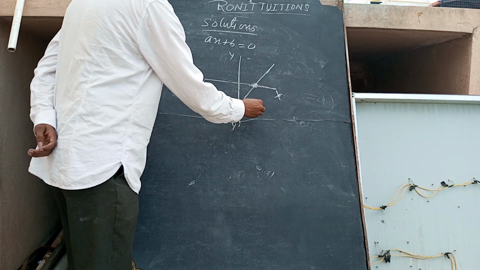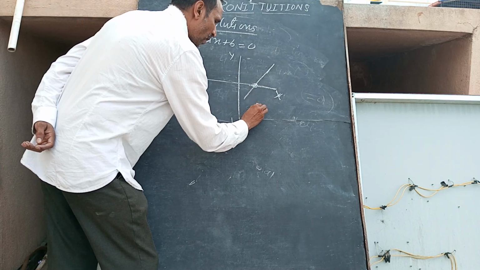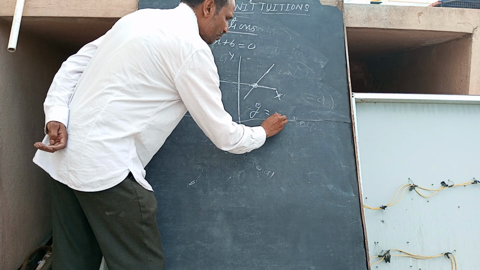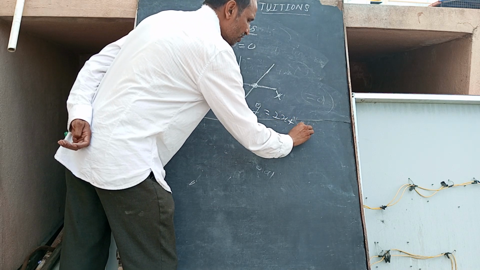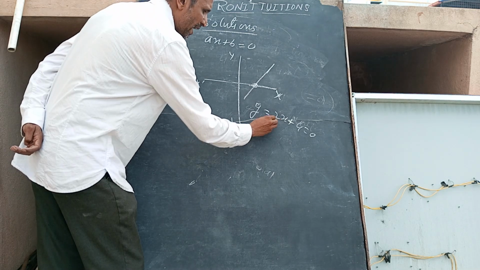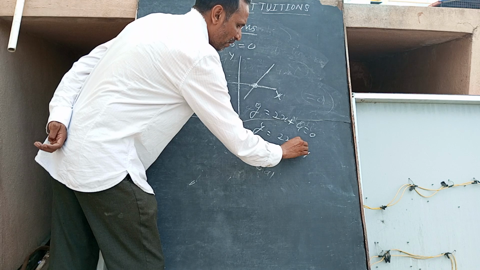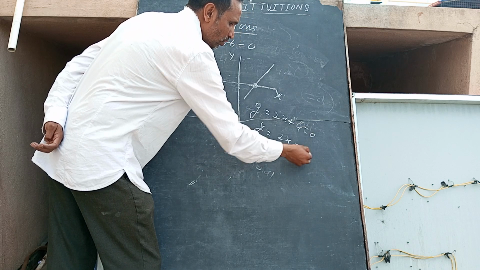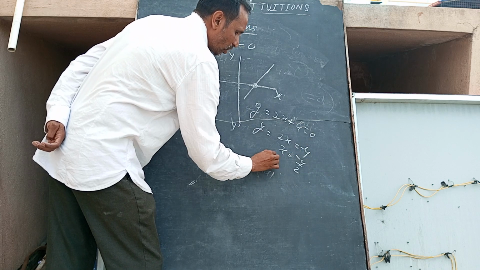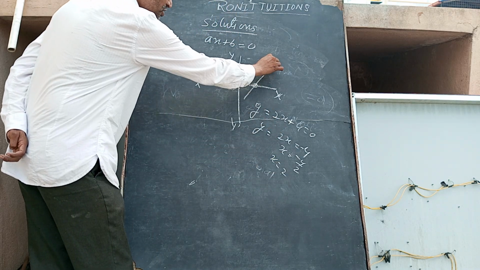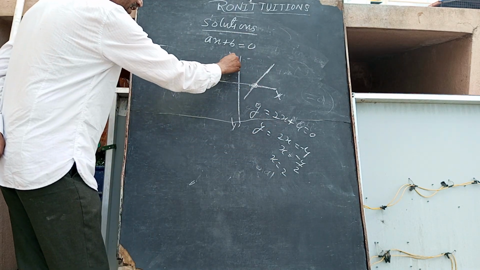Suppose one question came: y is equal to 2x plus 4 is equal to 0. What will be the value of x? So 2x is equal to minus 4, and the 2 goes to that side, so minus 4 by 2. So x is equal to minus 2. That means this graph will cut on the minus side, at minus 2.